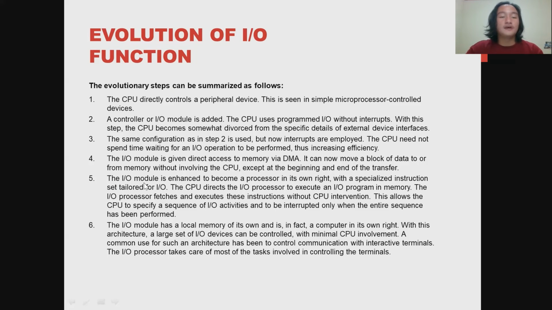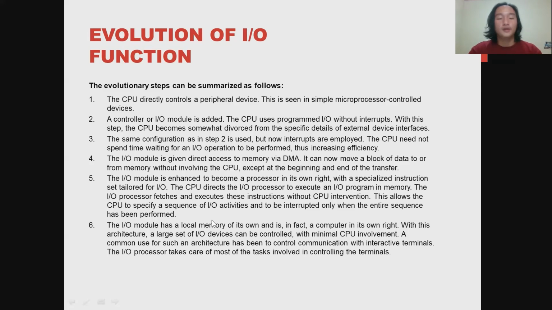In step 5, the input-output module is enhanced to become a processor in its own right, with a specialized instruction set tailored for input-output. The CPU directs the input-output processor to execute an input-output program in memory. The input-output processor fetches and executes these instructions without CPU intervention. This allows the CPU to specify a sequence of input-output activities and to be interrupted only when the entire sequence has been performed.